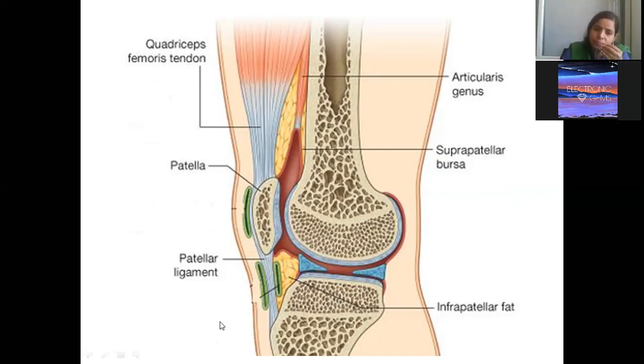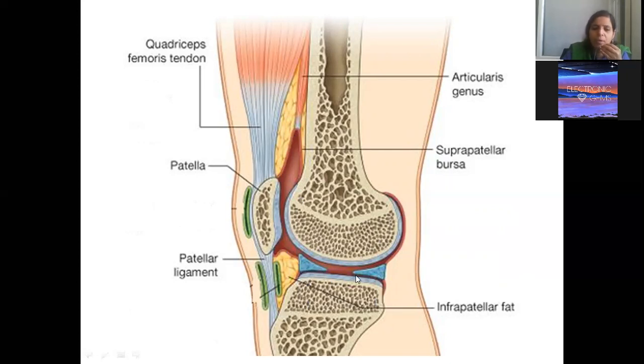Like that, we have many bursae. This brown outline is the fibrous capsule. Over the fibrous capsule, one of the ligaments we have is the ligamentum patellae. Inside the fibrous capsule, whatever brown cavity you are finding is the synovial cavity, which is lined with synovial membrane and filled with synovial fluid. This is the lower end of the femur, this is the upper end of the tibia, and these are the menisci, medial and lateral menisci.